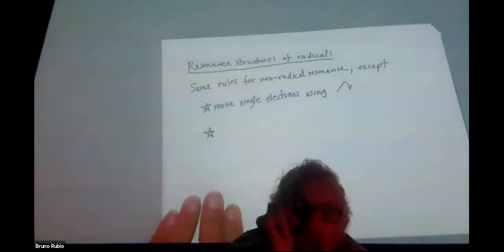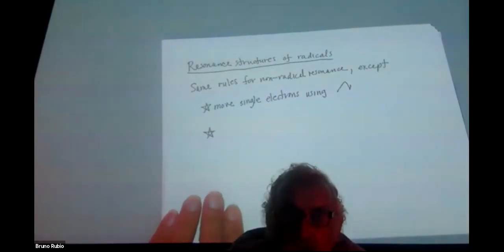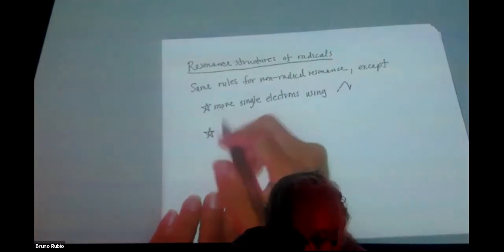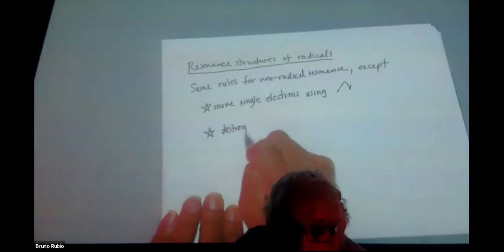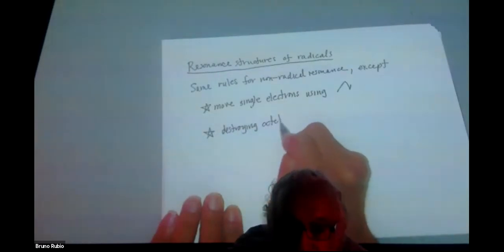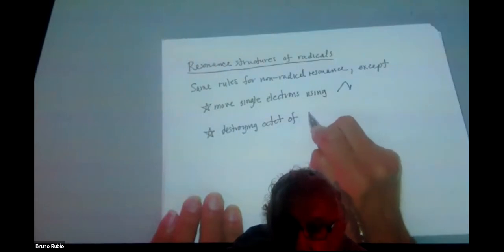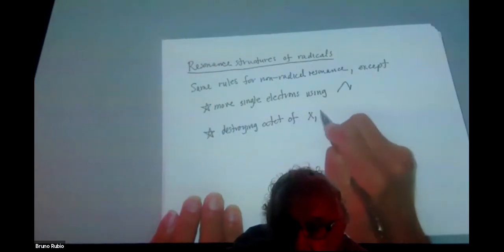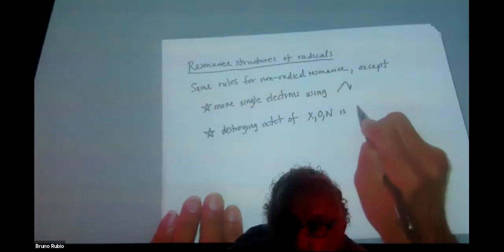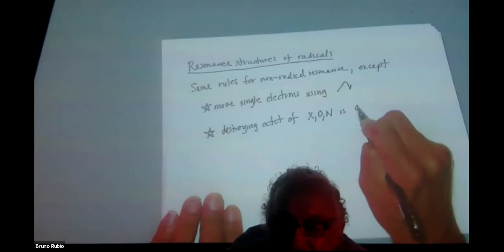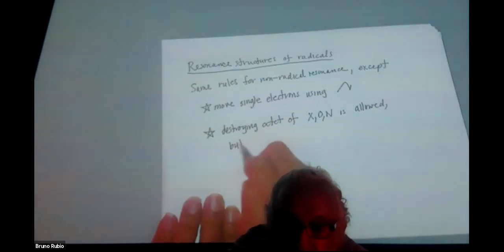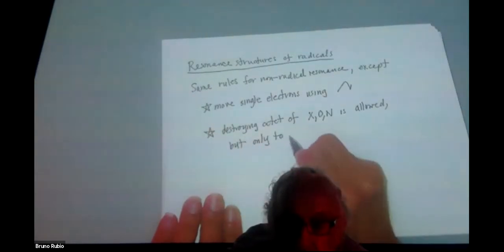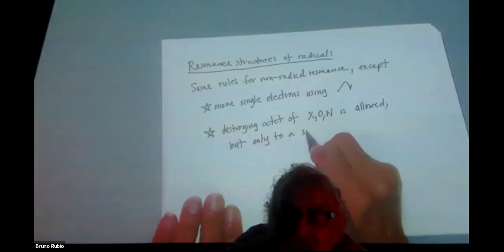Another way in which resonance structures for radicals are different is that destroying the octet of halogen, oxygen, and nitrogen is allowed, but only to a septet.